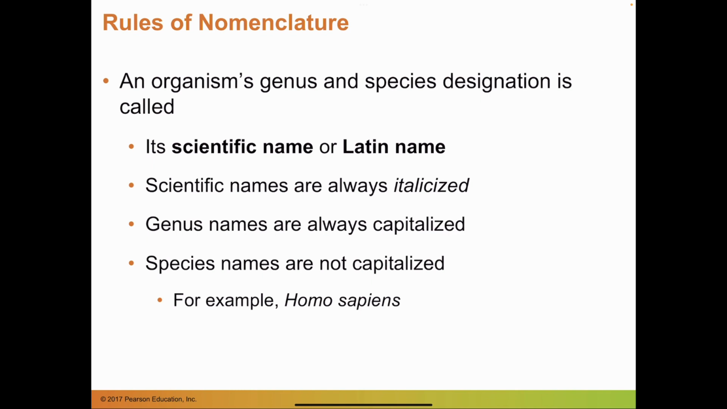The rule of thumb is scientific names are always italicized. Back before computers and really good typewriters, they used to just underline. So italicizing, if they couldn't do it with a computer, even nowadays you would just underline the name. Genus names are always capitalized, and the species name is never capitalized. So for example, Homo sapiens, which is our species, Homo is the genus, it's capitalized. Sapiens is the species, not capitalized. And look, they're both italicized.